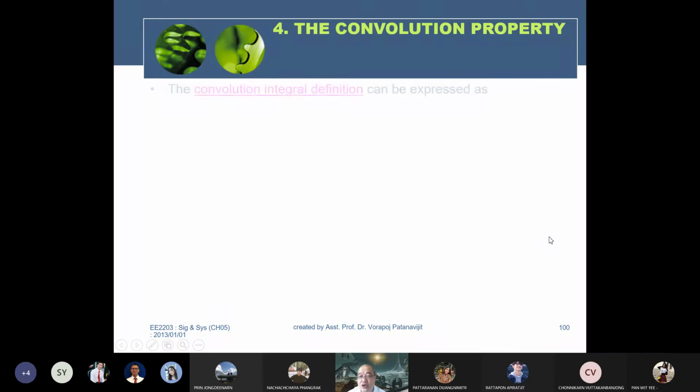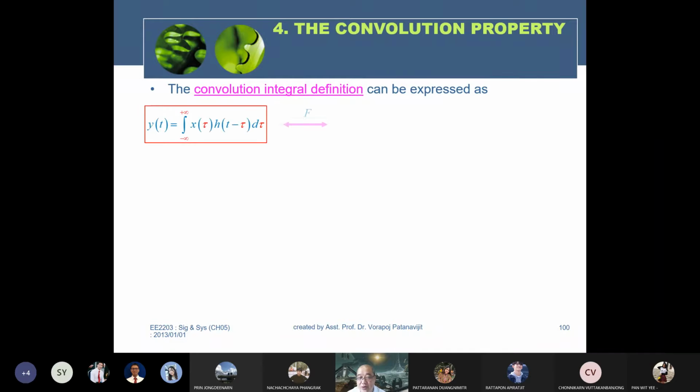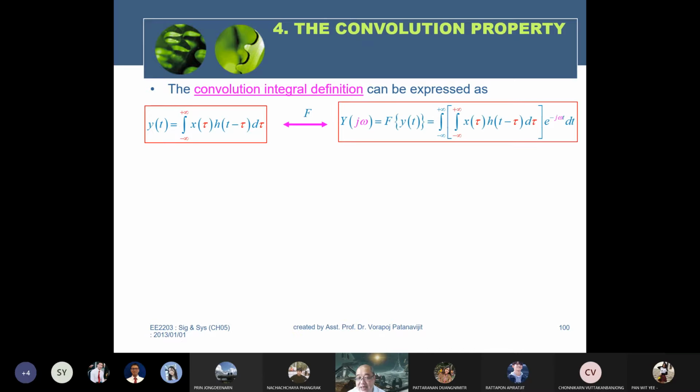The idea of the convolution property: you already know how to determine the direct convolution. If the input signal is x(t) and the system has the impulse response h(t), you know that the output will be equal to the convolution between the input and the impulse response of the system. Now, if you take the Fourier transform of them, what happens?